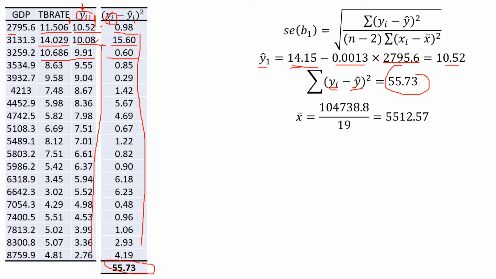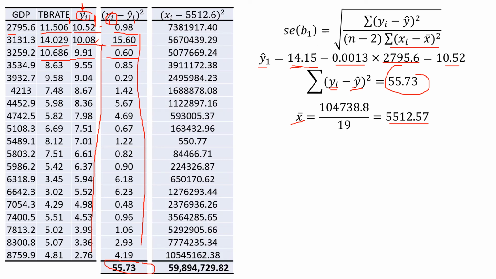So now the next step is to compute from this formula. You will notice we need to get xi minus x bar squared, so we get the deviations of x from its mean. Now the mean of x is given by the total sum of x divided by 19, and you get 55.12.6. So you get the deviations, and these are shown here. You will get 27.95 minus 55.12.6, and then you square, and you get that.